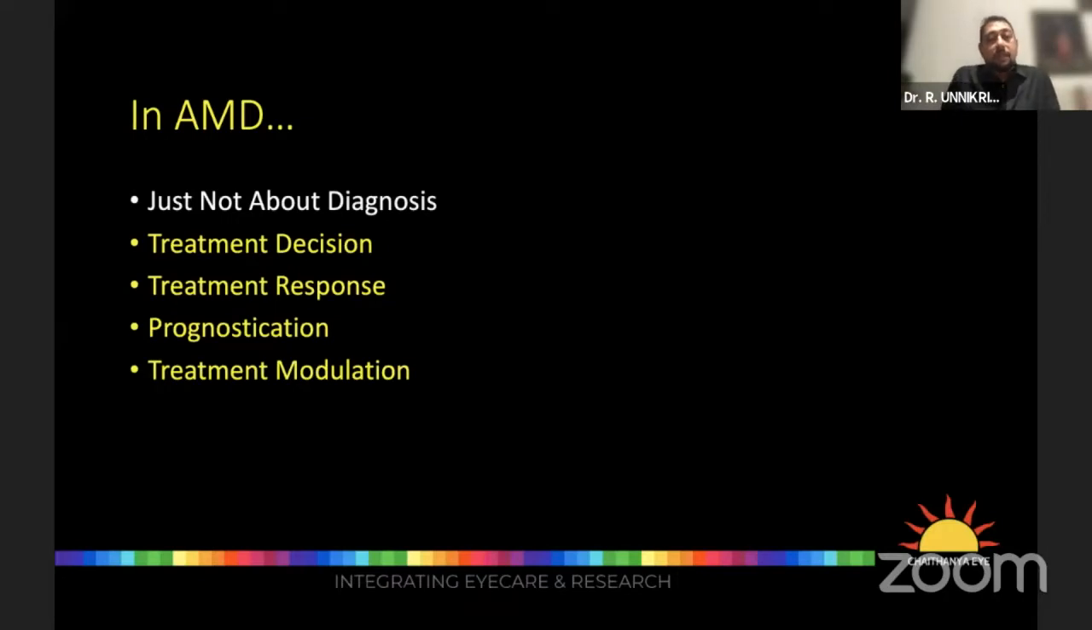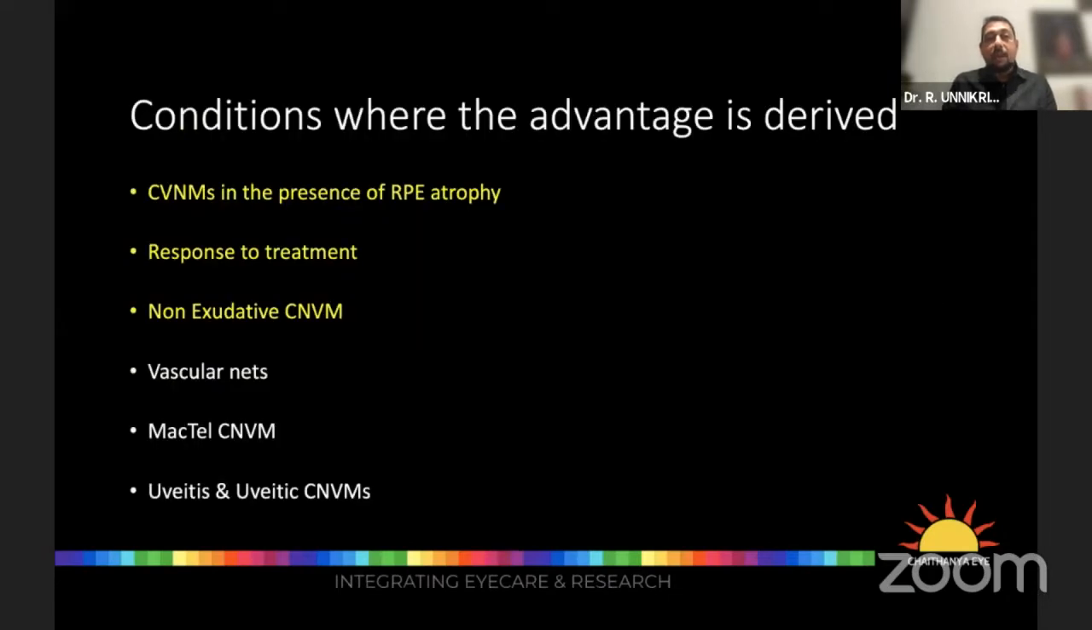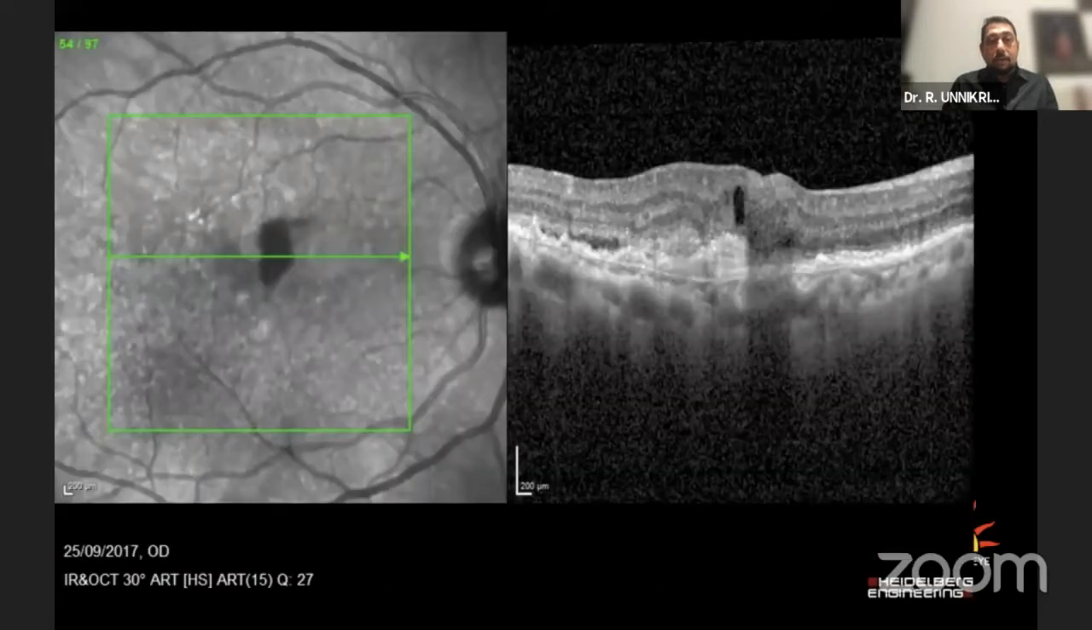In AMD, I would like to go beyond the point that it is not just about diagnostics. We are talking about treatment decisions, responses, prognostication, and modulation. That is where I feel OCTA passes where conventional imaging may not be adequate. The conditions where a wonderful advantage is derived are CNVMs in the presence of atrophy, response to treatment, and non-exudative CNVMs in AMD. I'd like to show you this picture.